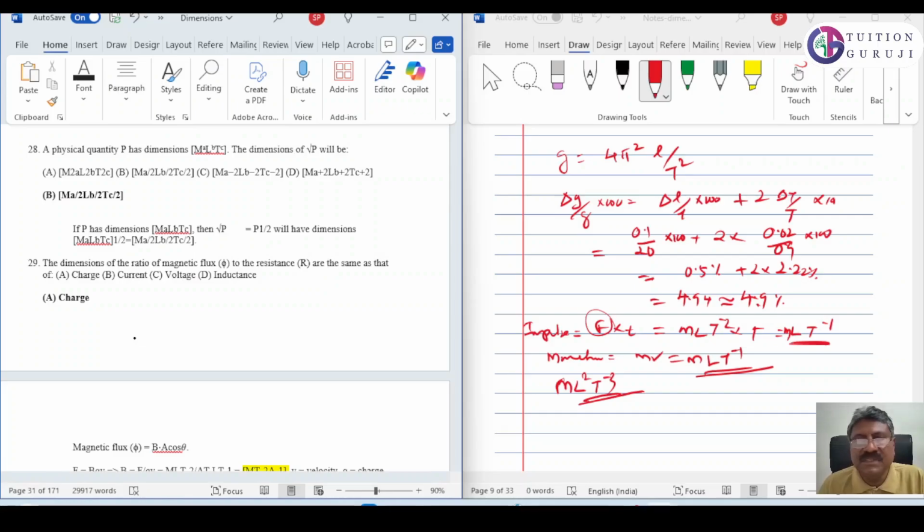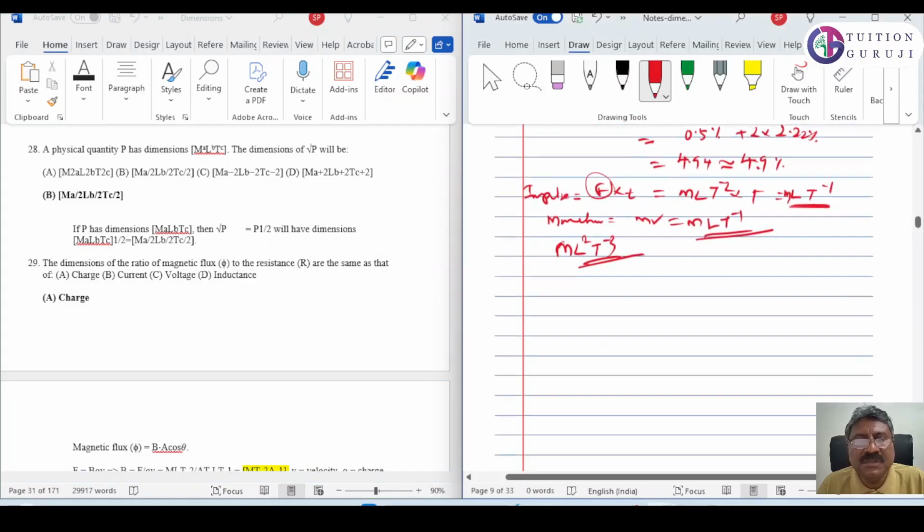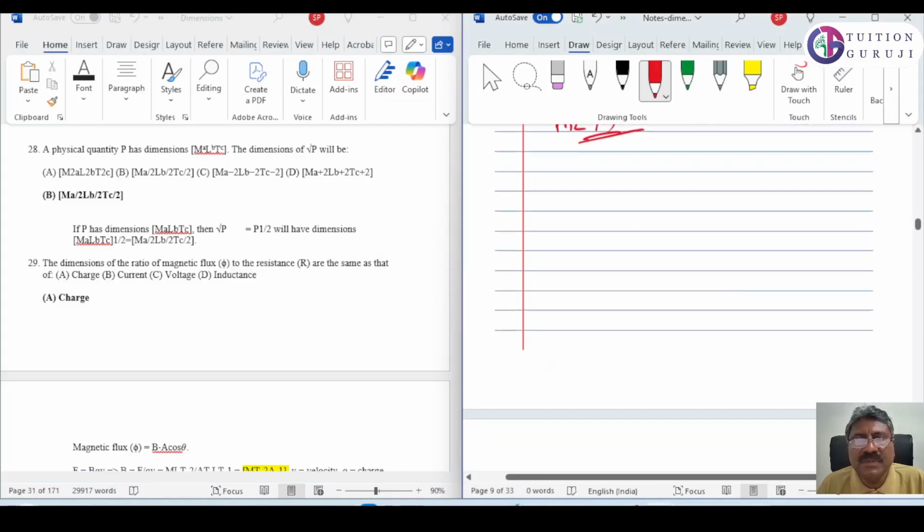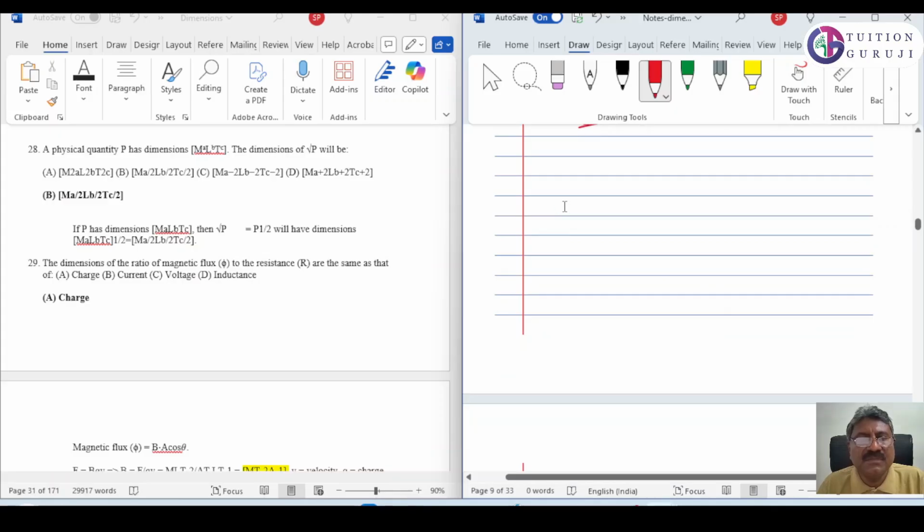Next one, the physical quantity P has dimensions M raised to a, L raised to b, T raised to c. Then the dimensional root of P will be, this is the question. P is given as M raised to a, L raised to b, T raised to c. So square root of P will be M raised to a by 2, naturally, then L raised to b by 2, T raised to c by 2.